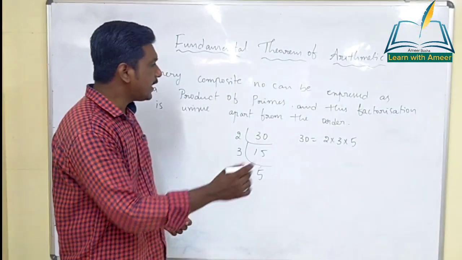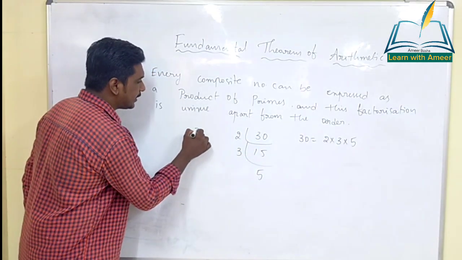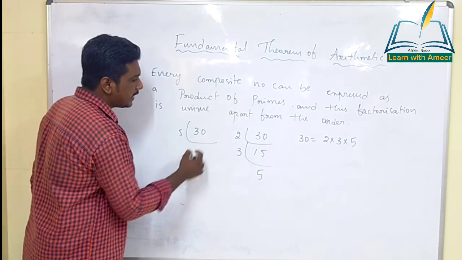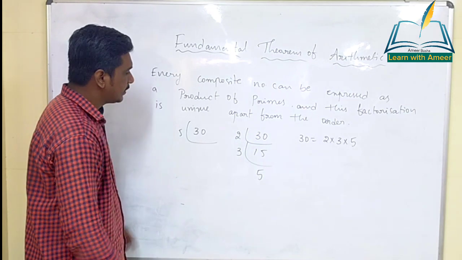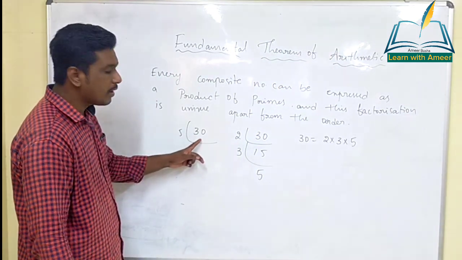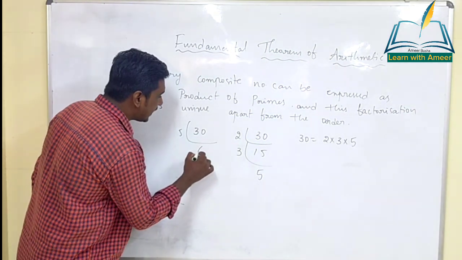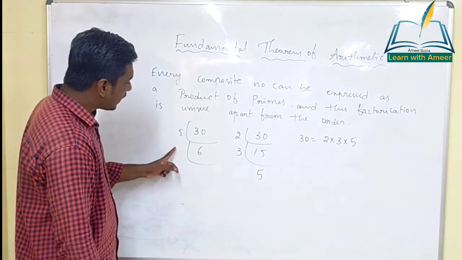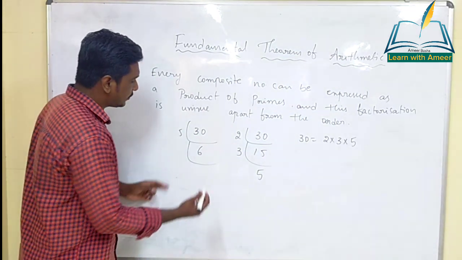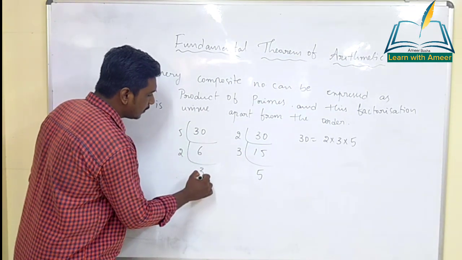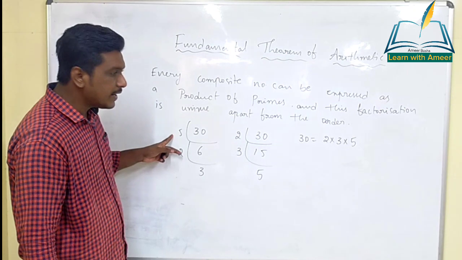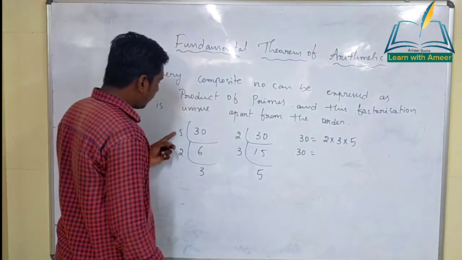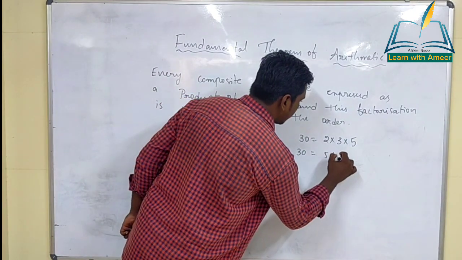Generally we can also do it like this, children. We have 30, so directly we can go with the 5 table. 5 table, how many times will it go, children? 5 times 6 are 30. 5 6s are 30. Now again, we can take either the 2 table or the 3 table, whatever it is: 2, 3. So now how can we write this 30? 30 is equal to 5 into 2 into 3.